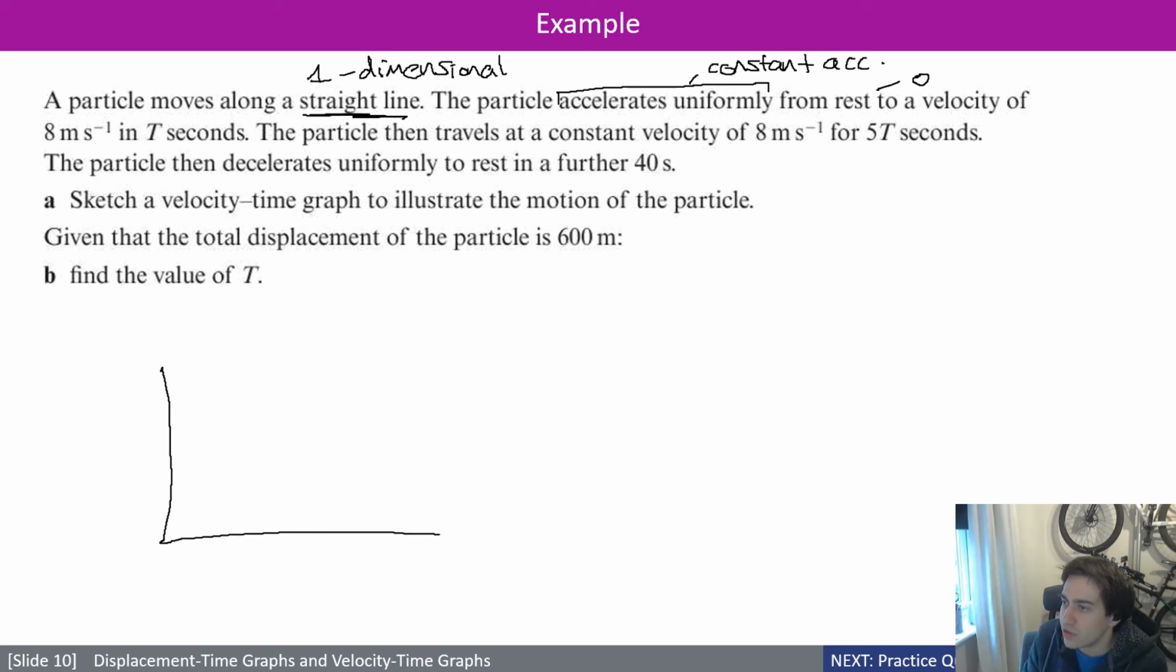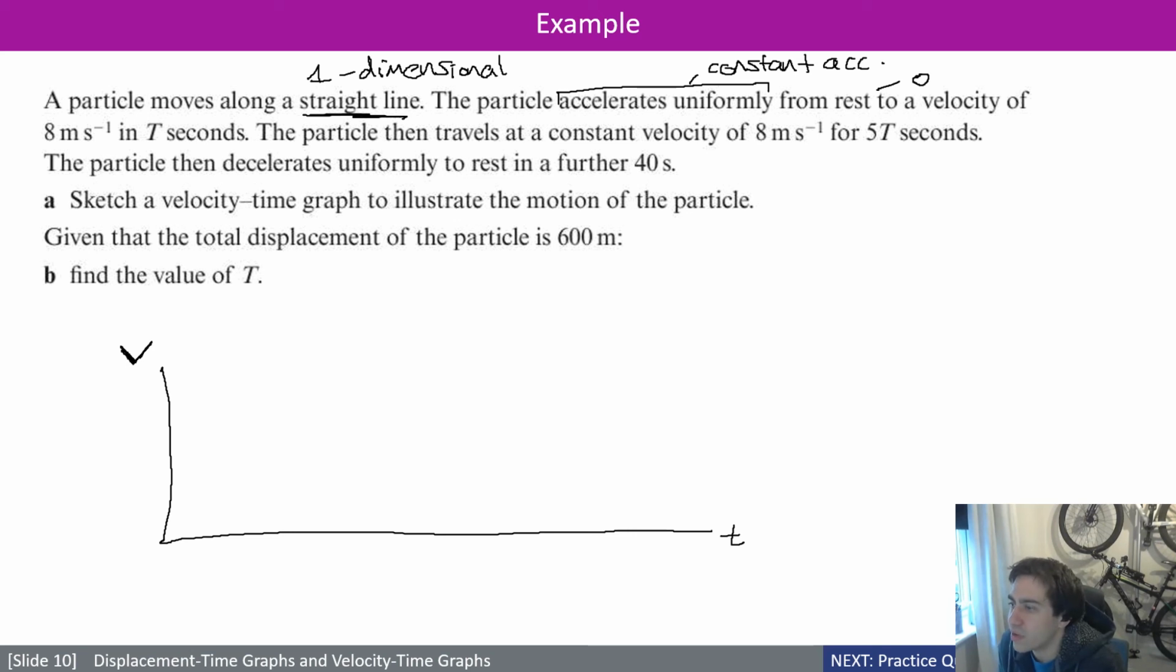So to answer questions like this, let's say you were just asked to immediately find the value of t. You'd want to start with drawing the graph anyway. So the graph is in itself useful. It's not just asking you to draw one to test your knowledge necessarily. It's a useful skill. So we've got time on the x-axis. We've got velocity. Let's mark it clearly on the y-axis.